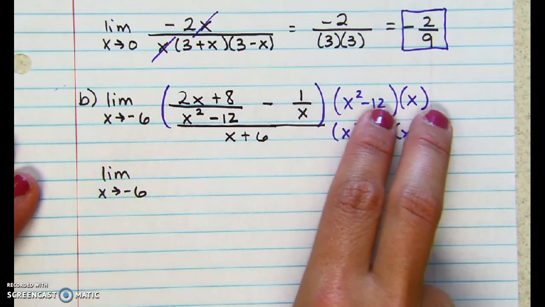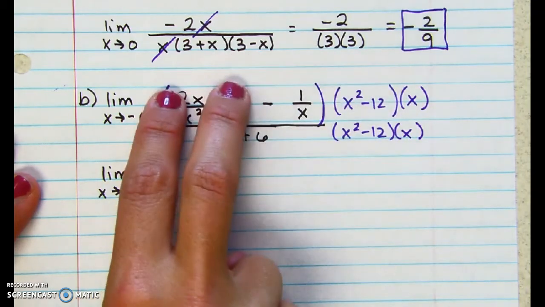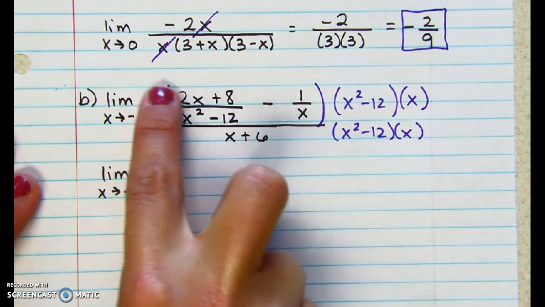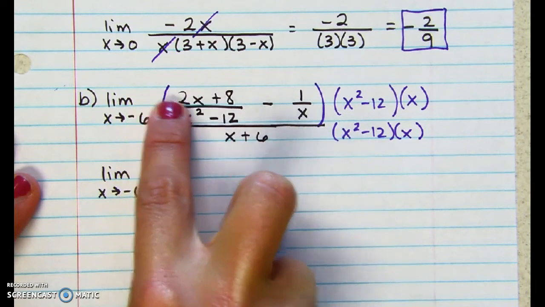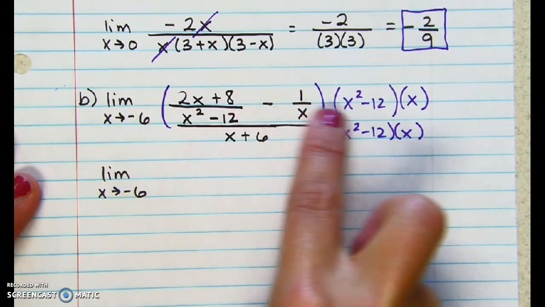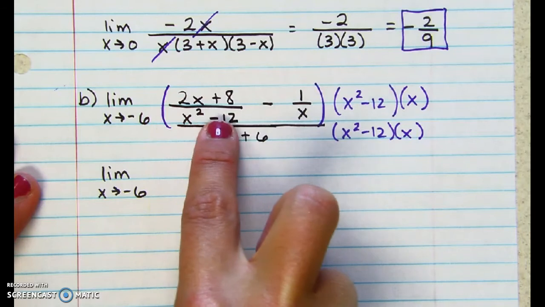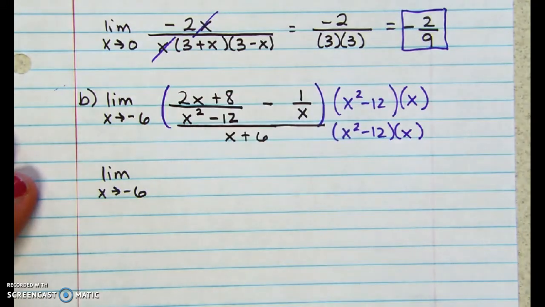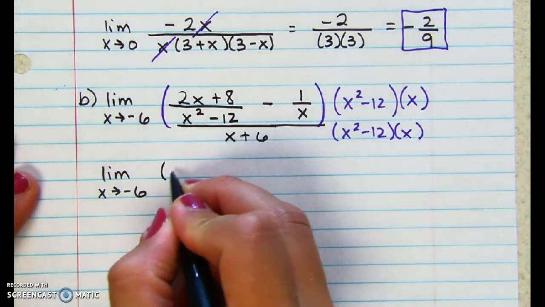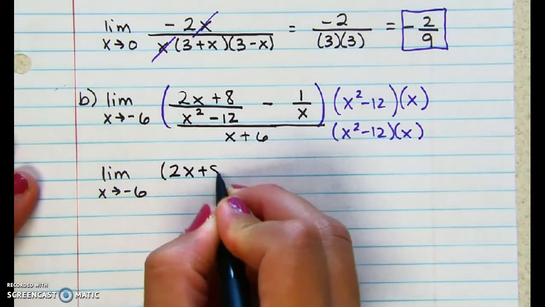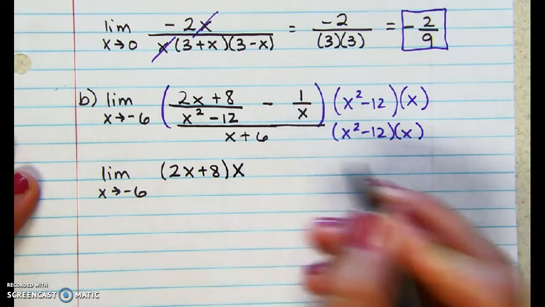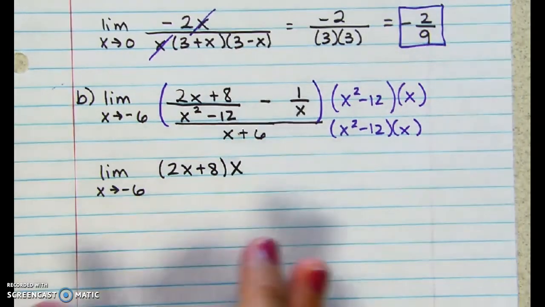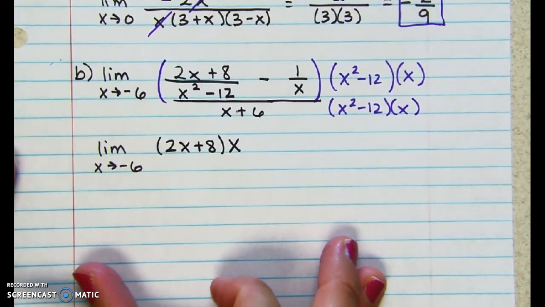And the reason we multiplied by this is for what to cancel? So the x squared minus 12 will cancel with the x squared minus 12. So this piece will cancel, but what needs to stay with the 2x plus 8? The x. Good. And that's going to be a multiplication. So we're going to leave it multiplied like that, not a 3x.